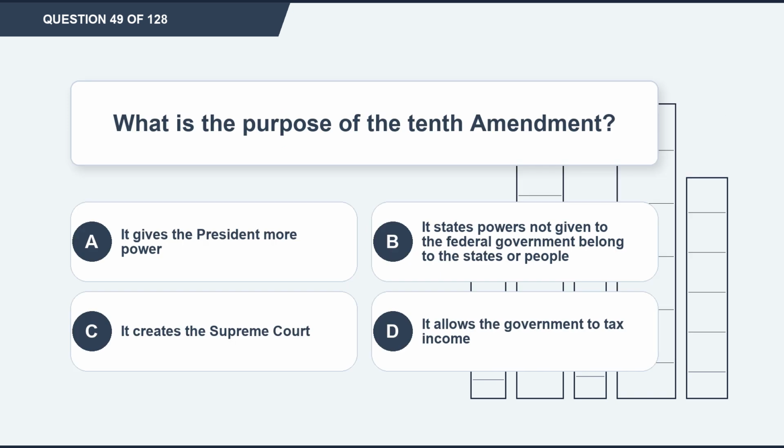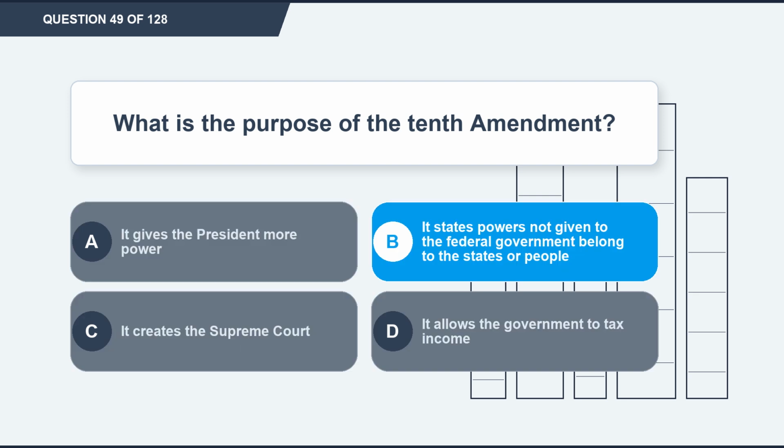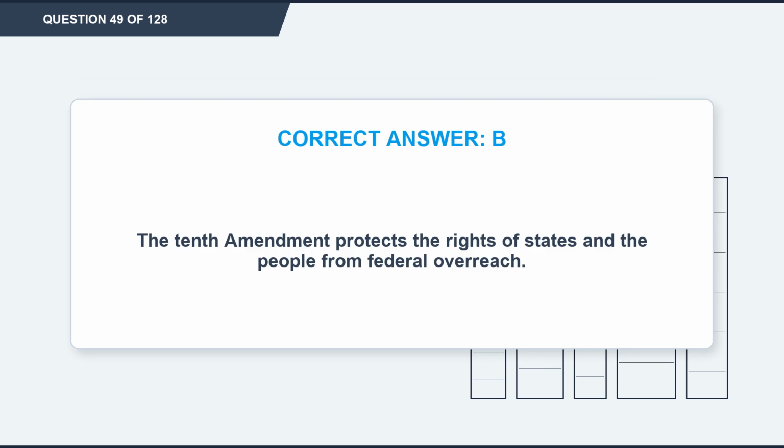Question 49. What is the purpose of the 10th Amendment? Option A, it gives the president more power. Option B, it states powers not given to the federal government belong to the states or people. Option C, it creates the Supreme Court. Option D, it allows the government to tax income. The correct answer is option B, it states powers not given to the federal government belong to the states or people. Explanation. The 10th Amendment protects the rights of states and the people from federal overreach.